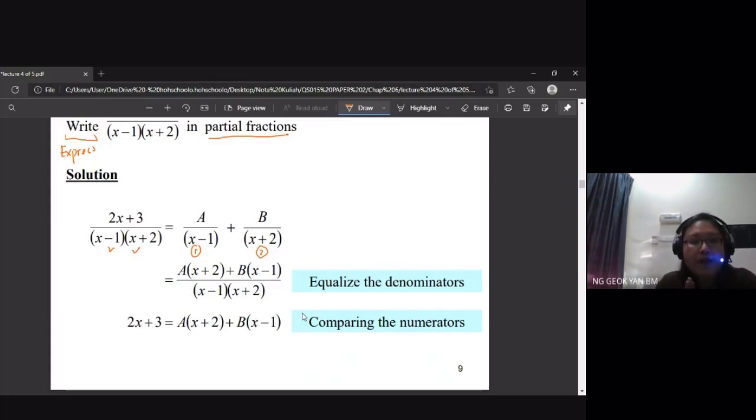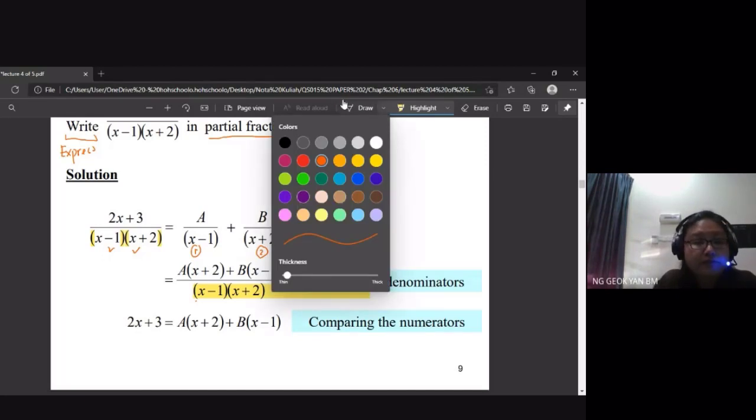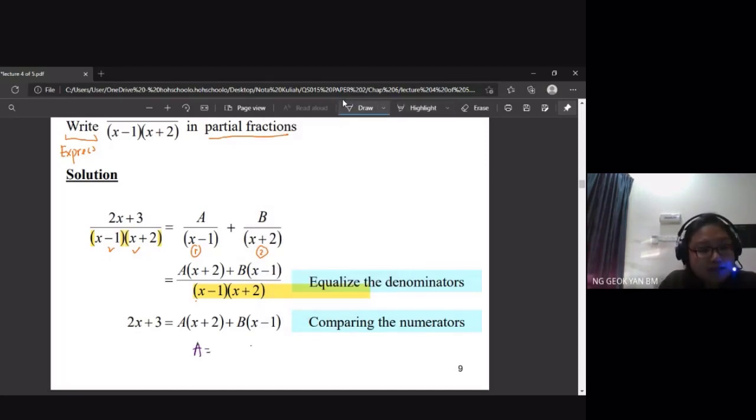So when you're doing comparison with the left-hand side, did you notice that the denominator is the same? If the denominator is the same, you no longer need to compare it. Am I right? When the denominator is the same, your focus is only on the numerator. So the next step will be comparing the numerator. Okay, why do we need to compare the numerator? Because we need to figure out the values of A and B. So we need to figure out what is A and what is B.